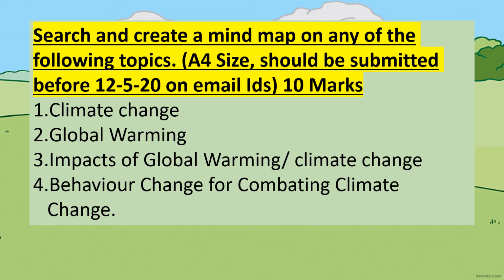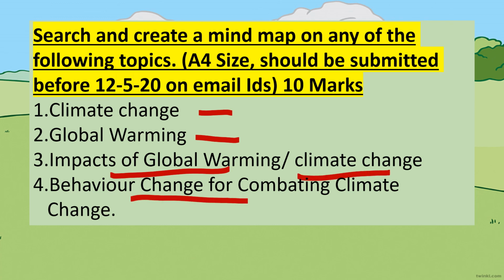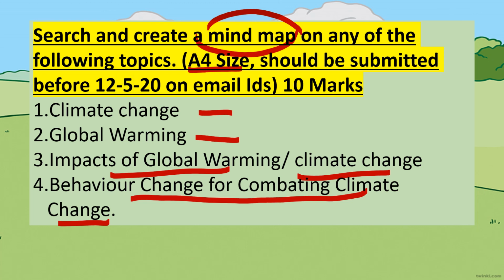Okay students, next work for this lesson is to search and create a mind map on any of the following topics: climate change, global warming, impact of global warming or climate change, behavior change for combating climate change. Now remember that you have to create a mind map. And I have shown you earlier in this lesson what mind maps look like. They can be on A4 size paper also. Remember, you have to submit your work before 12/5/20 and the marks rewarded for this work will be 10.